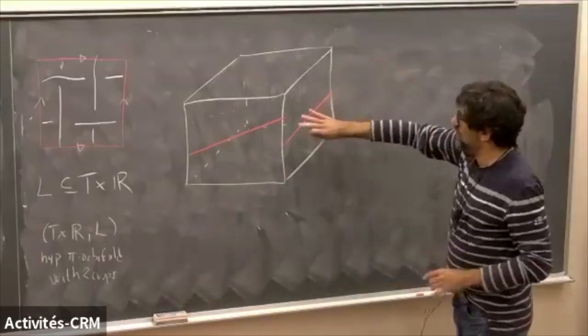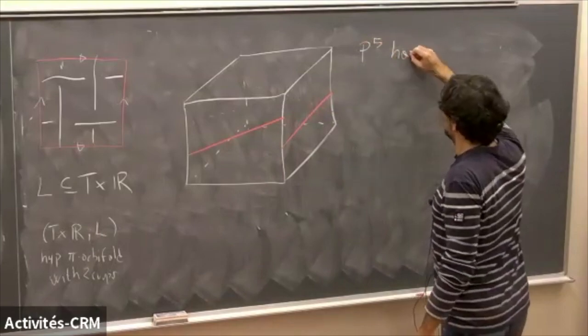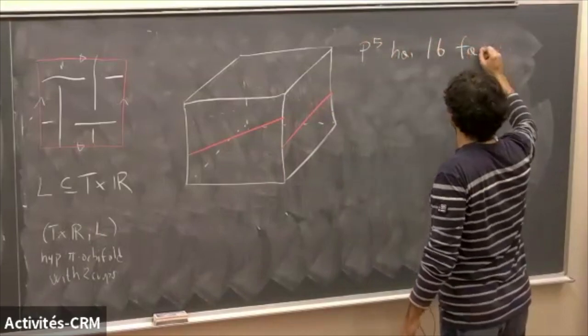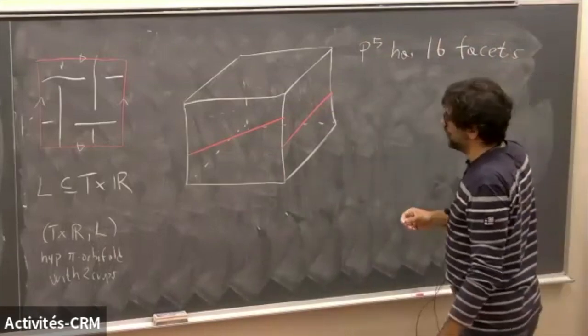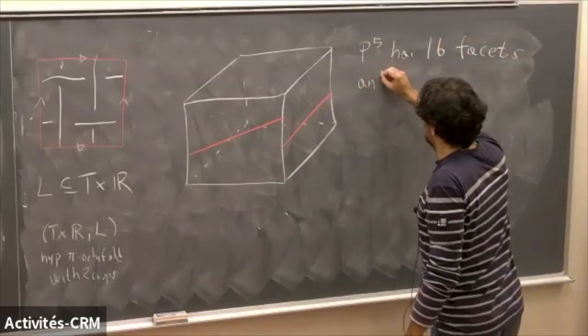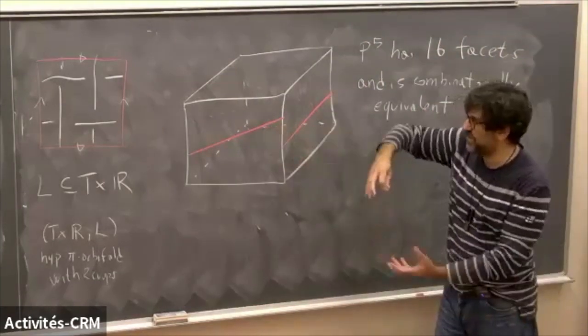So the point is that P5 looks like this. P5 has 16 faces, and this combinatorial equivalent. So what is this picture? This picture is a 2-dimensional cube times R.